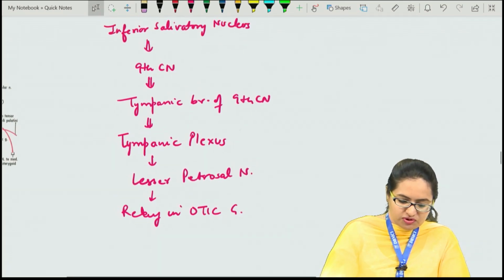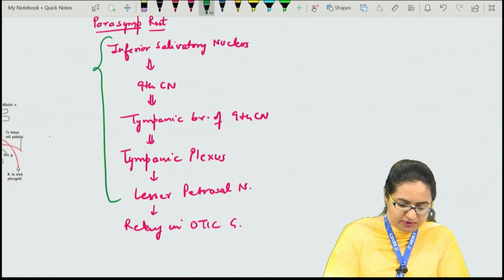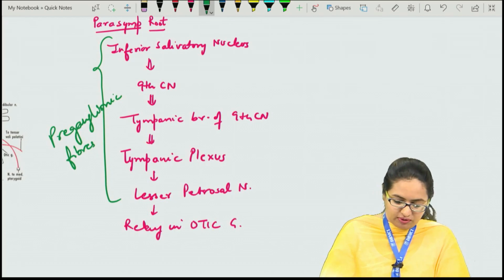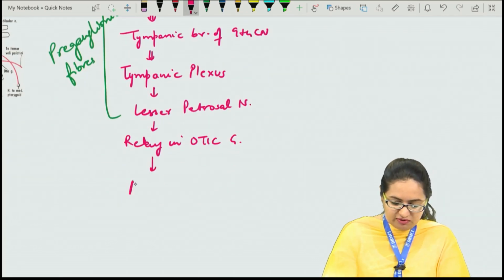Now these fibers which are present over here, these are termed as the preganglionic fibers. Now when this nerve goes and relays into the otic ganglion, the fibers which arise will be known as the postganglionic fibers, and they will be passing through the auriculotemporal nerve, and it will reach towards the parotid gland.